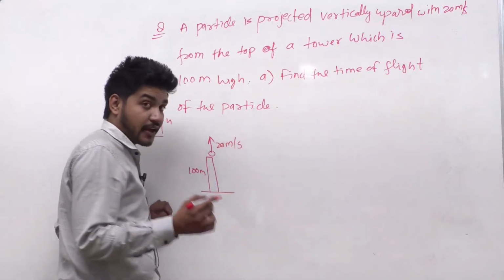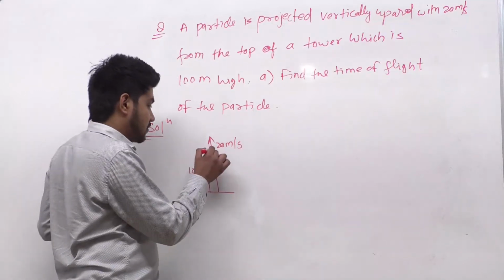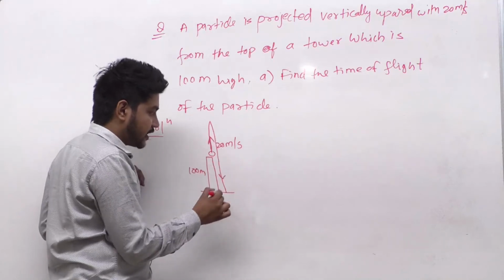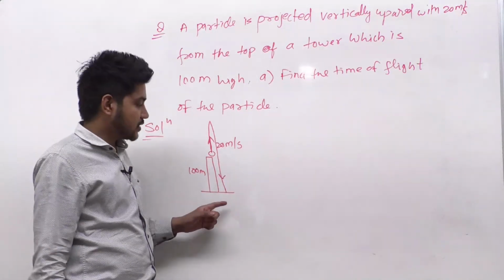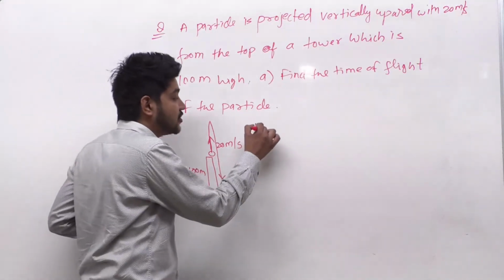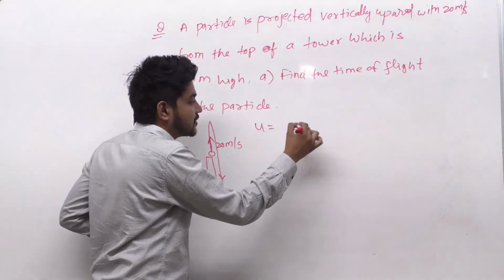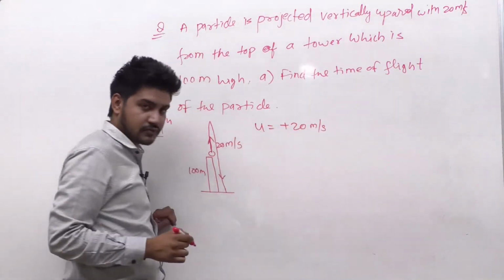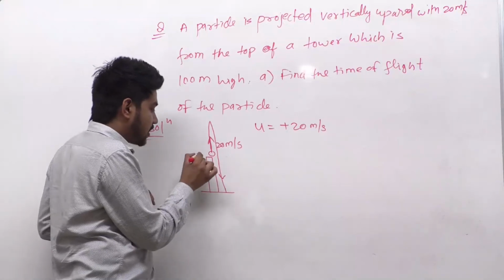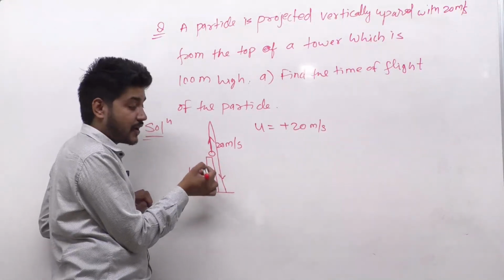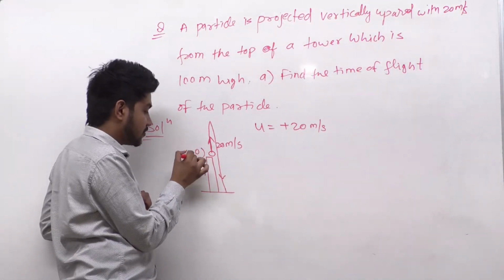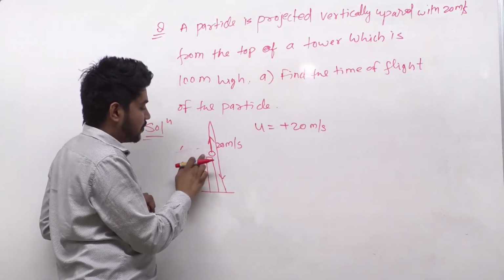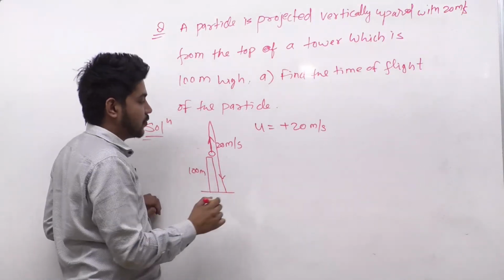I'll write everything again. So we know this is how the motion will be, and this is the time for which the particle will be in air. Initial velocity is 20 meter per second, and it is in the upward direction, so we'll consider this as positive. This is our origin, because this is the point from where the particle is projected. So this is 0, 0. You should know that the point from where the particle is projected is the initial point.